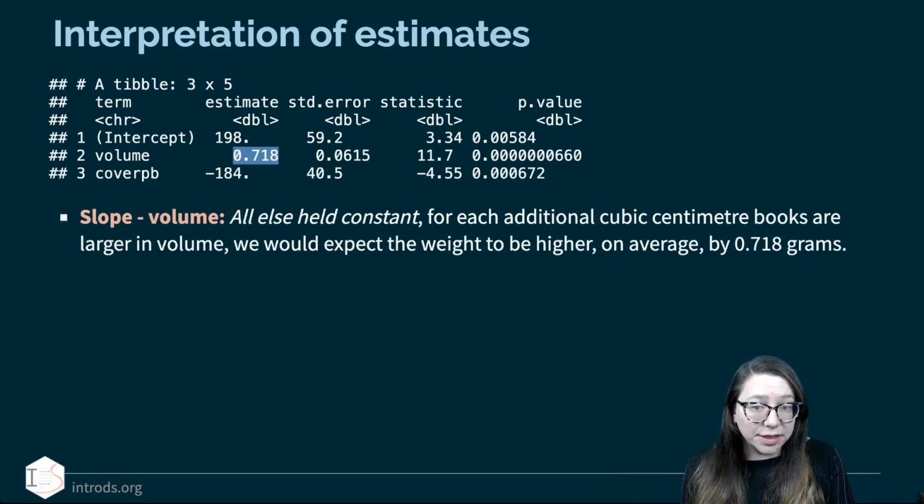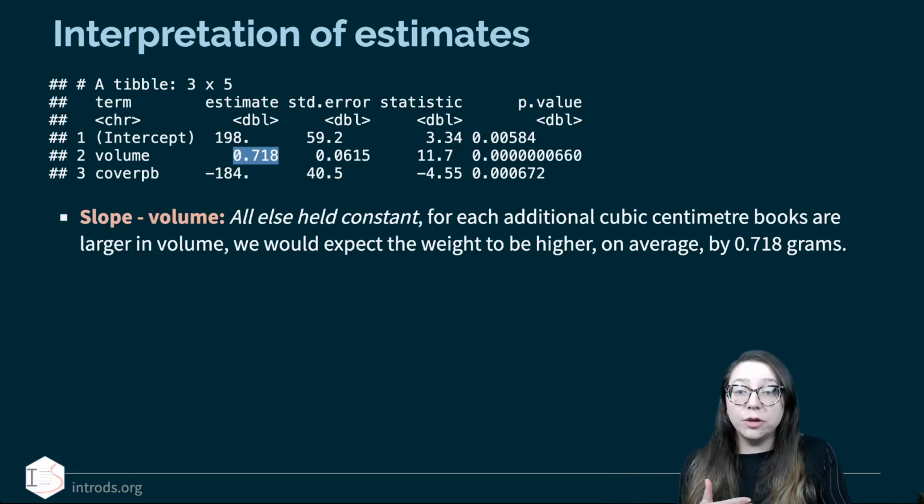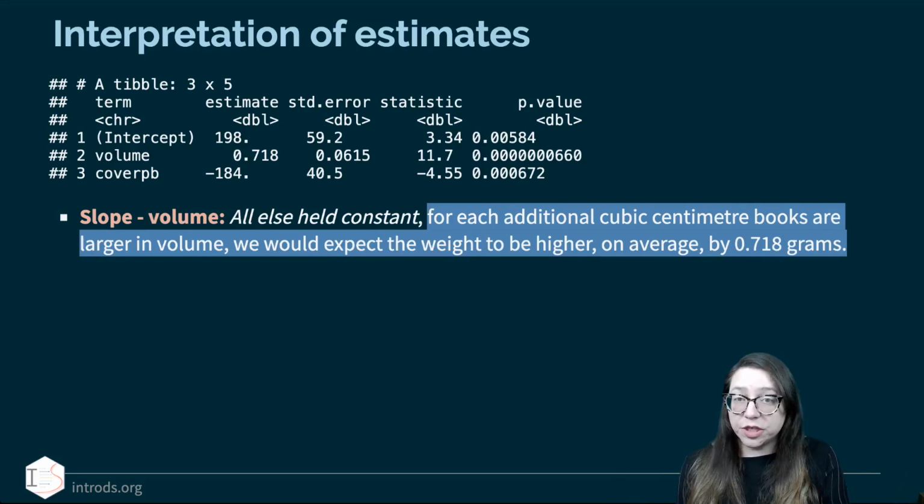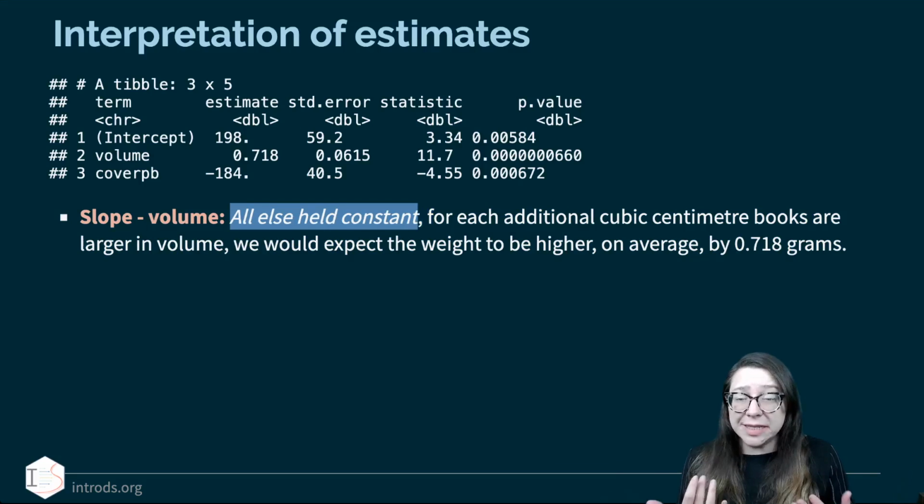All else held constant, and we'll get to that phrase in just a second, all else held constant, for each additional cubic centimeter, books are larger in volume, we would expect the weight to be higher on average by 0.718 grams. So the second half of the sentence, for each additional cubic centimeter, and this is what we would expect to happen to the response variable on average, just like we've done before. But we have this new bit here that says all else held constant. So what does that mean? In this case, all else is basically just the cover variable.